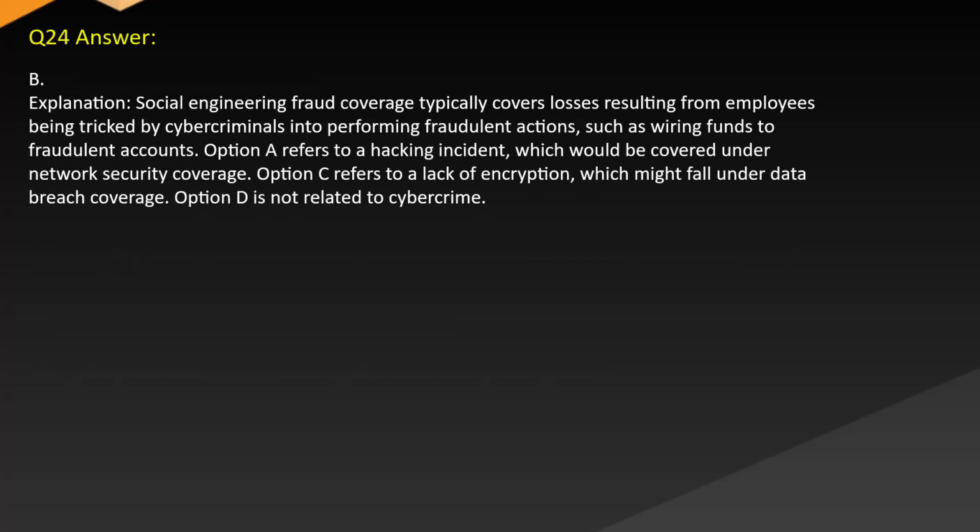Answer. B. Explanation. Social engineering fraud coverage typically covers losses resulting from employees being tricked by cyber criminals into performing fraudulent actions, such as wiring funds to fraudulent accounts. Option A refers to a hacking incident, which would be covered under network security coverage. Option C refers to a lack of encryption, which might fall under data breach coverage. Option D is not related to cybercrime.